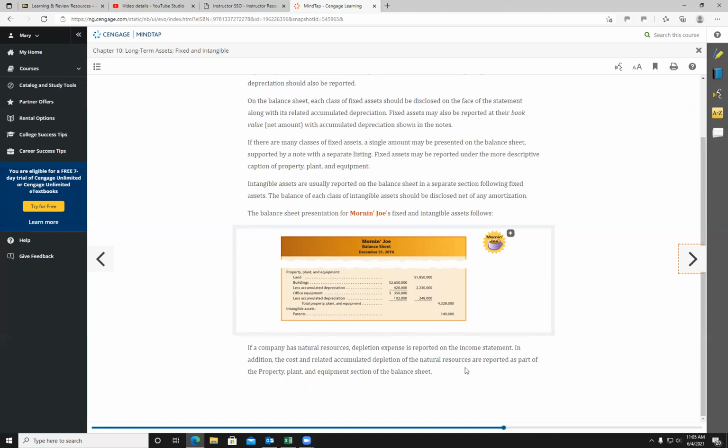So if a company has natural resources, depletion expense is reported on the income statement. And in addition, the cost and related accumulated depletion of the natural resources are reported as a part of the property, plant, and equipment. So here, if you had natural resources, it would be in this section right here. And then you would see the accumulated depletion contra asset account.